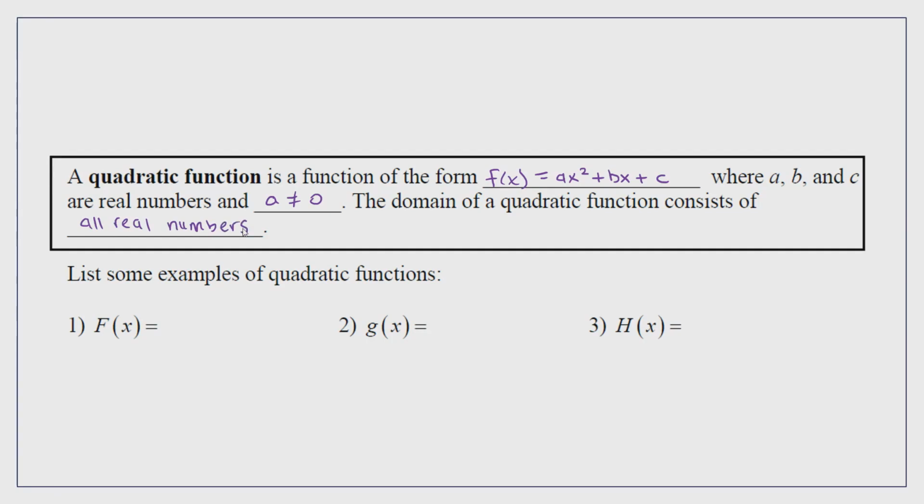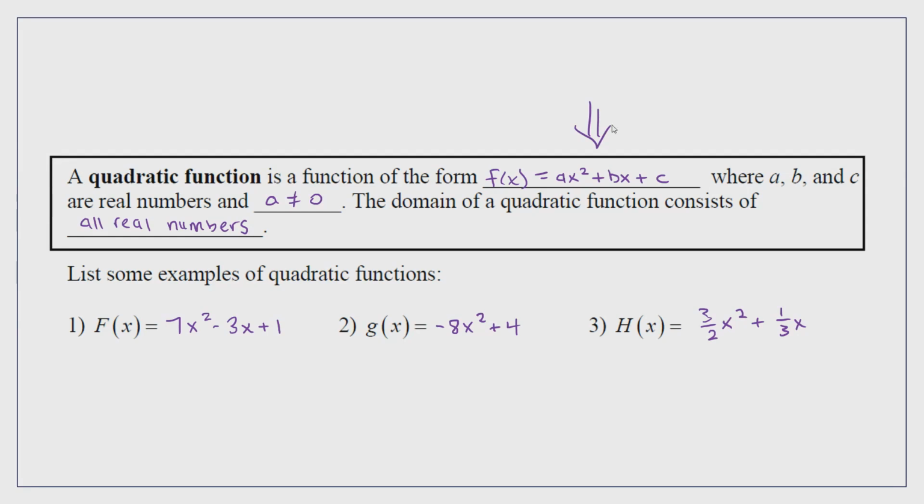Let's list some examples of quadratic functions. Let's say we have f of x equals 7x squared minus 3x plus 1, g of x equals negative 8x squared plus 4, and h of x equals 3 over 2 x squared plus 1/3 x. All of these are examples of quadratic functions written in this form.